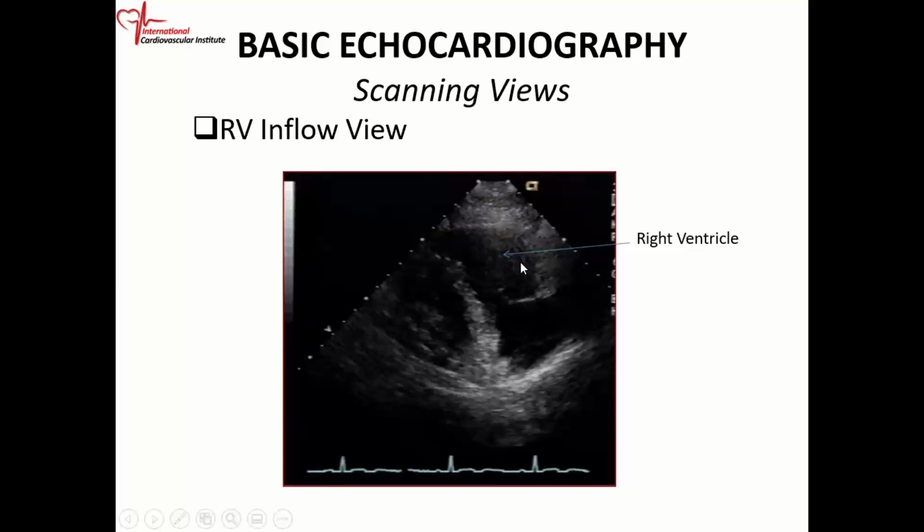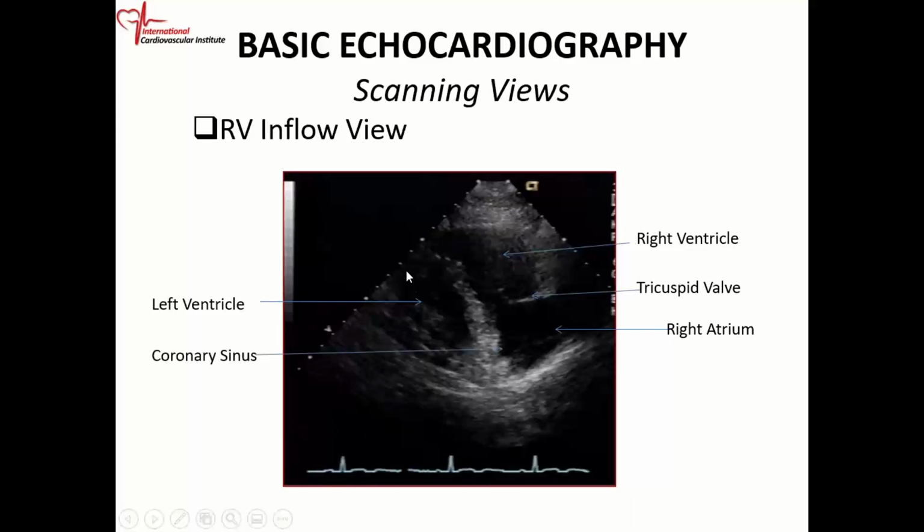So this is the right ventricle. This is the tricuspid valve. This is the right atrium. This is the left ventricular cavity. The coronary sinus is actually right there, right up here. Remember, the coronary sinus drains into the right atrium, and your inferior vena cava also drains into the right atrium, but it's a little bit above the coronary sinus. So all this is right atrium.